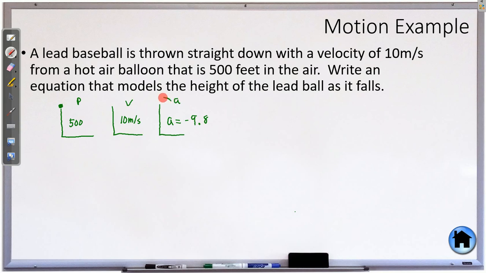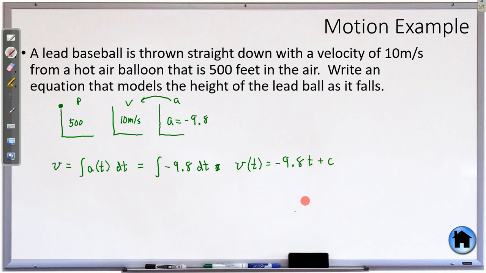To go from acceleration to velocity, we have to take the antiderivative. I'll put the function notation there. So that means we're going to take the antiderivative of negative 9.8. That is just a constant. So velocity is equal to negative 9.8 t, but don't forget the plus c. Well, what's the plus c going to be?